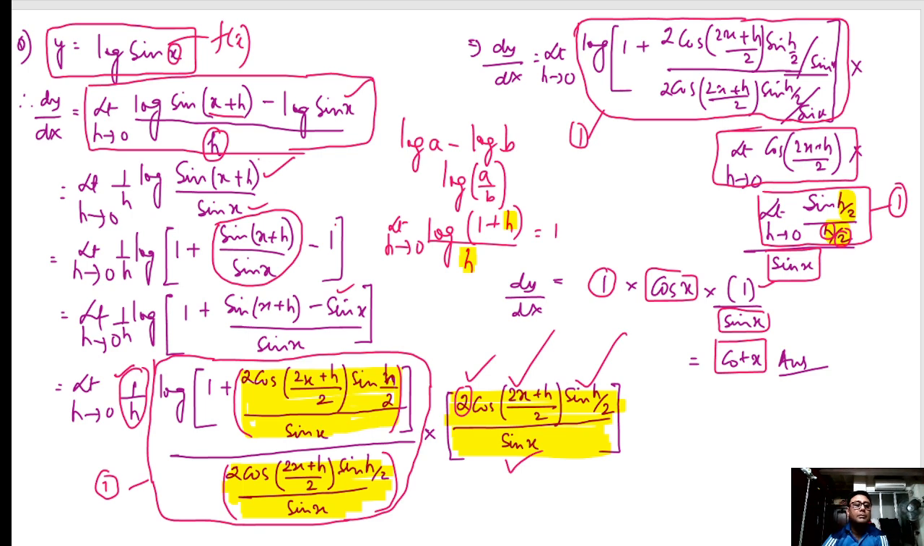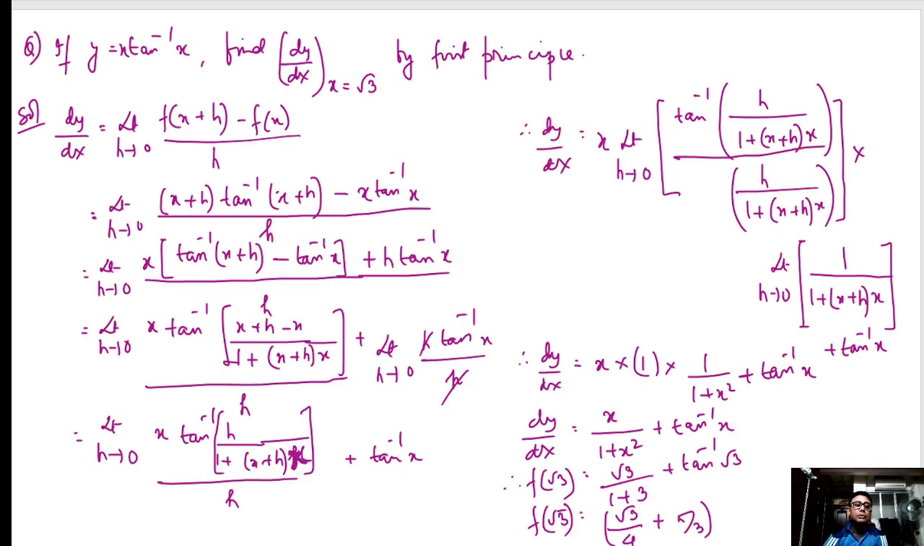Clear? So let's see a few more sums. Now, as you see, this is my f(x). Clear? And I have to find the differentiation of this using first principle. As you know, the first principle formula is this. That means in place of x, I will put x plus h. Instead of this x and this x, I will put x plus h.